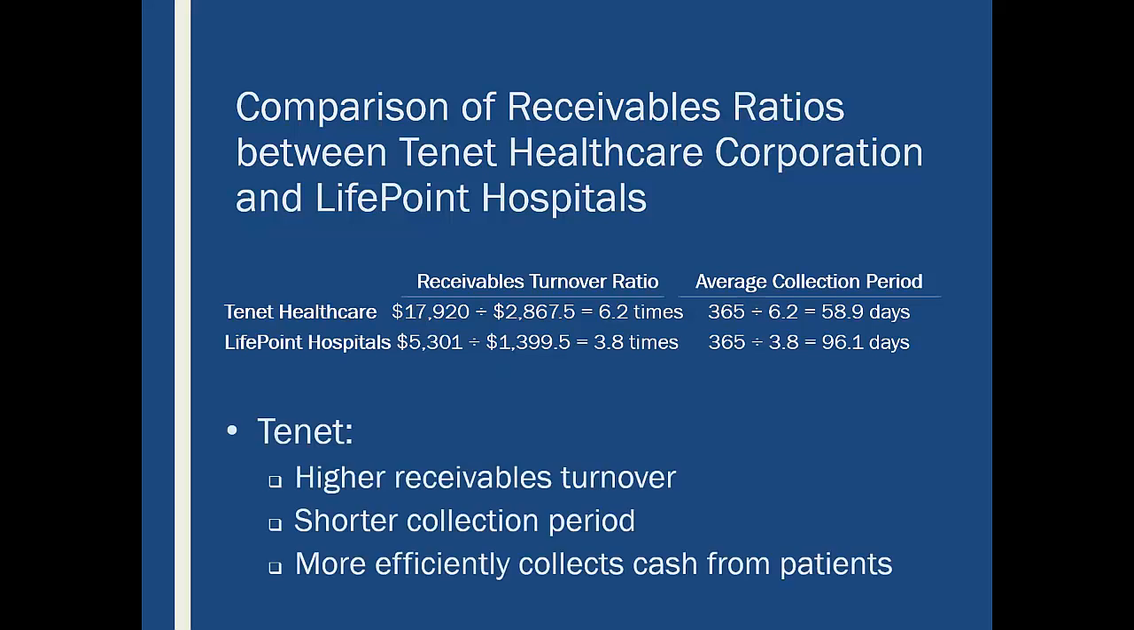So Tenet, as you can see, has a higher receivables turnover ratio, 6.2 versus 3.8. It probably shifts from year to year, so don't quote me exactly on these particular numbers. But then also, do they have a shorter collection period? Yes, they do. They collect in 58, almost 59 days, and LifePoint collects in 96 days. Again, I'd rather have my money collected faster rather than slower.